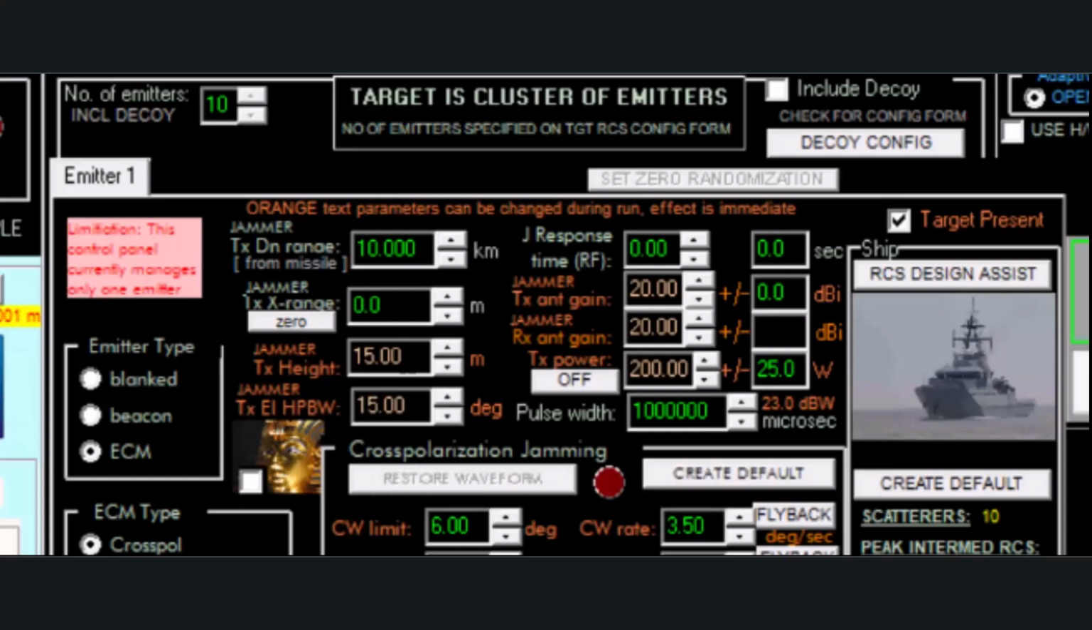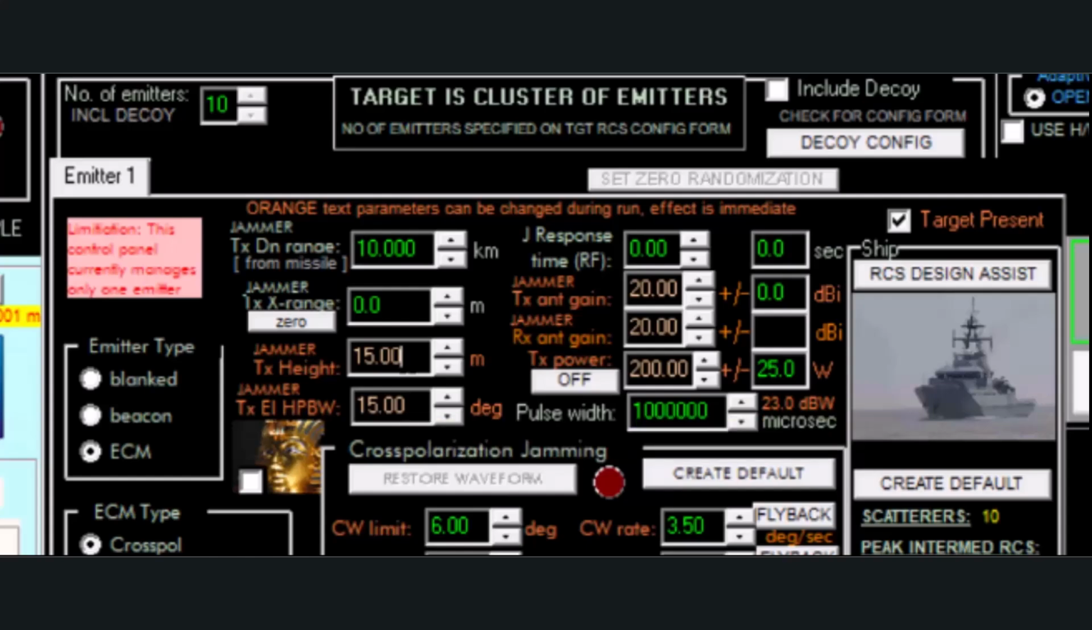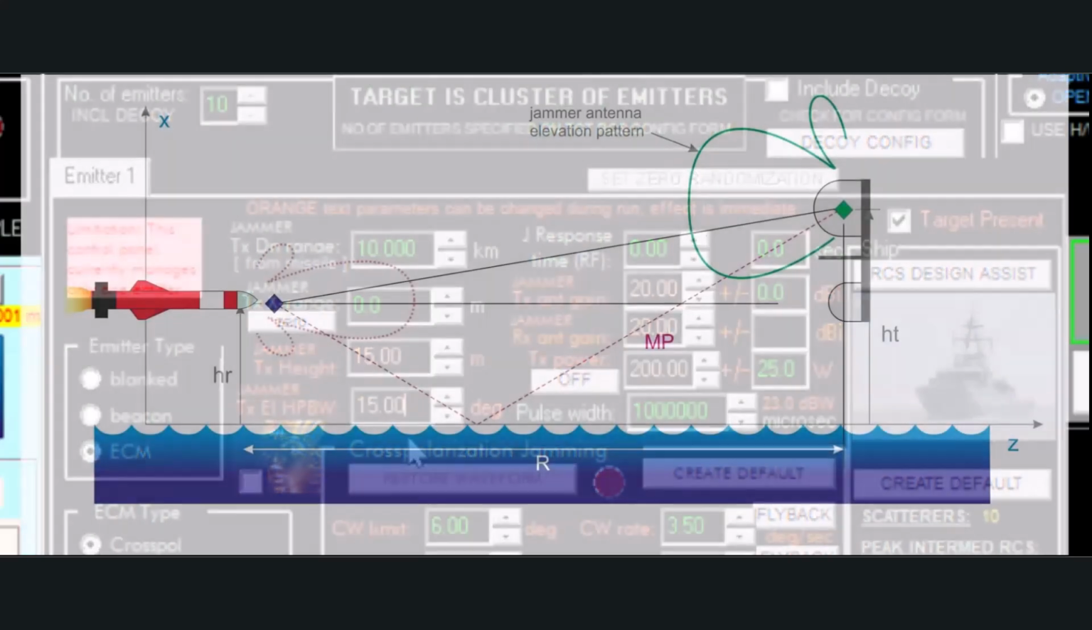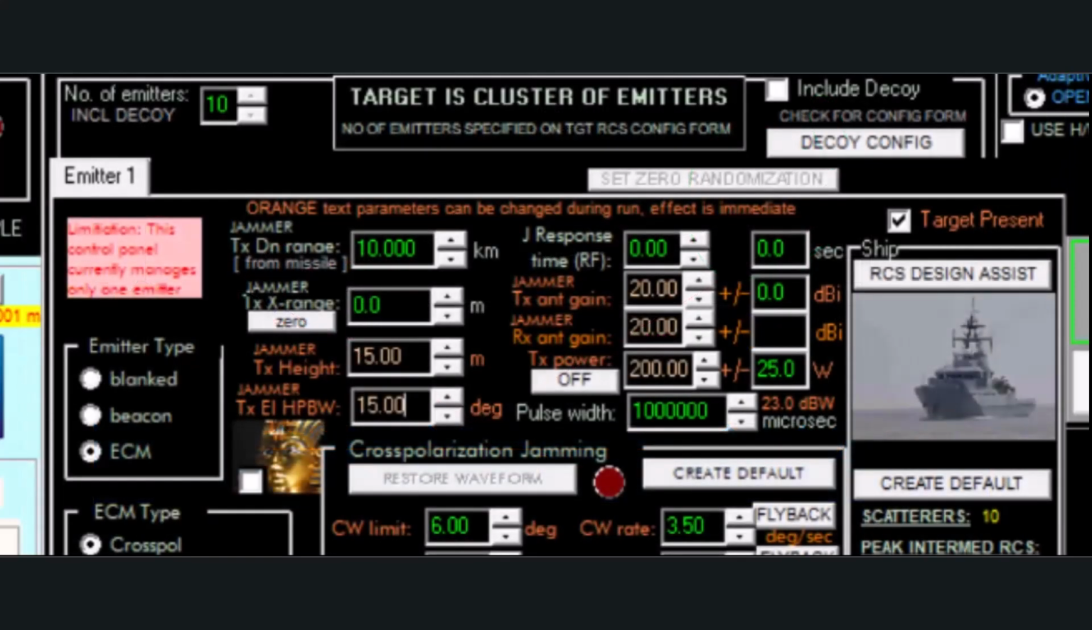Jammer transmitter height. Okay, for the CPF, we'd have it at about 15 meters. Looks like 14.5, 15 meters. Jammer transmitter half power elevation, half power beam width, set at 15 degrees. And that's for propagation, because there's a look angle, and the indirect path does look down through the jammer transmit antenna, so we need to know what that half power beam width is so we can make the propagation model as realistic as possible.